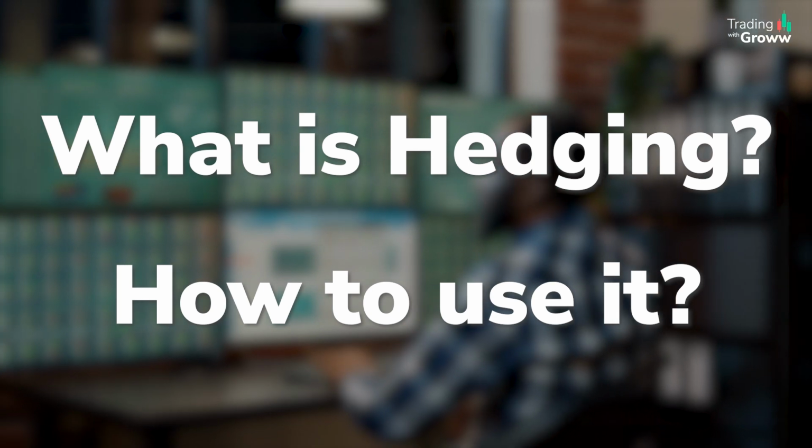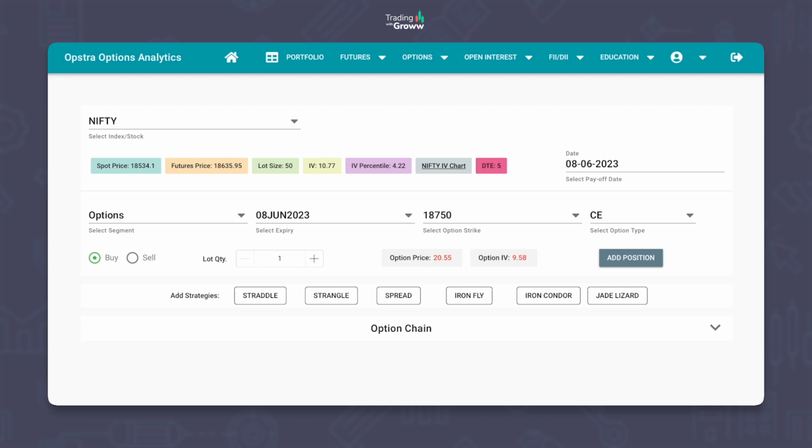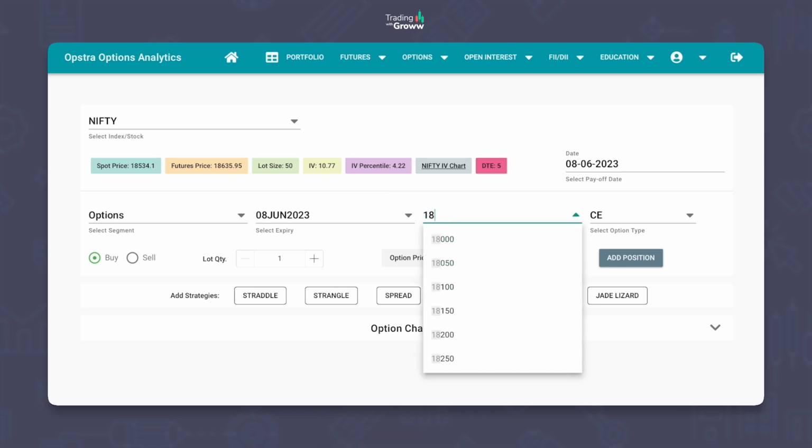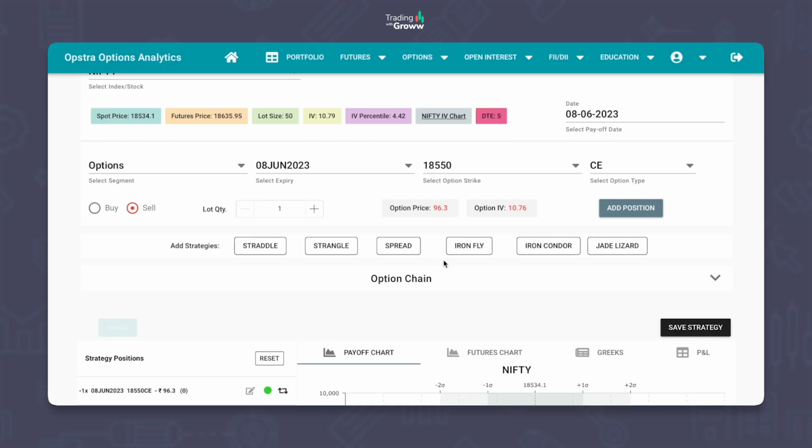So let me explain with an example how you can use hedging if you're an option trader. Currently, Nifty is trading at the spot price of 18,534. So what I'm going to do is short the at-the-money call option strike, the 18,550 call option, which I'm trying to sell. Once I add the position, the option price is 96 rupees.